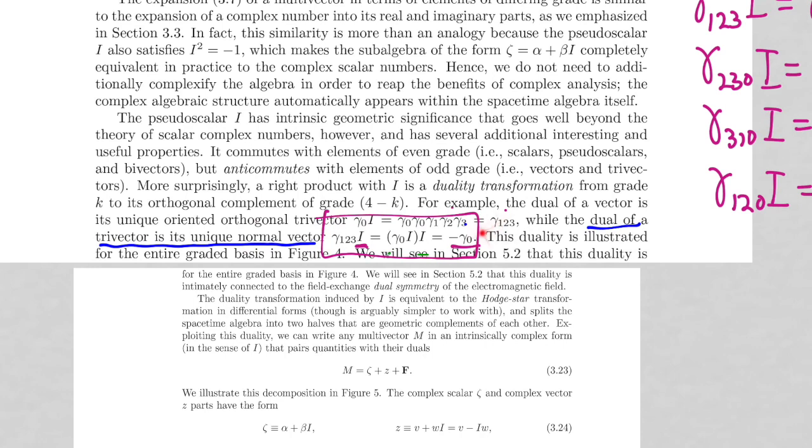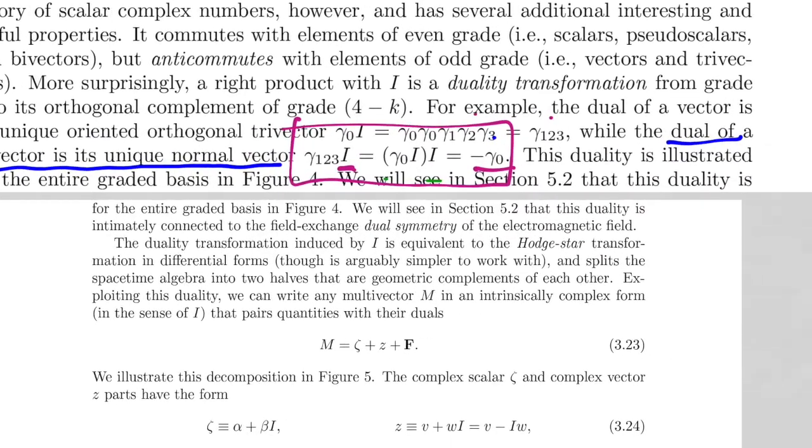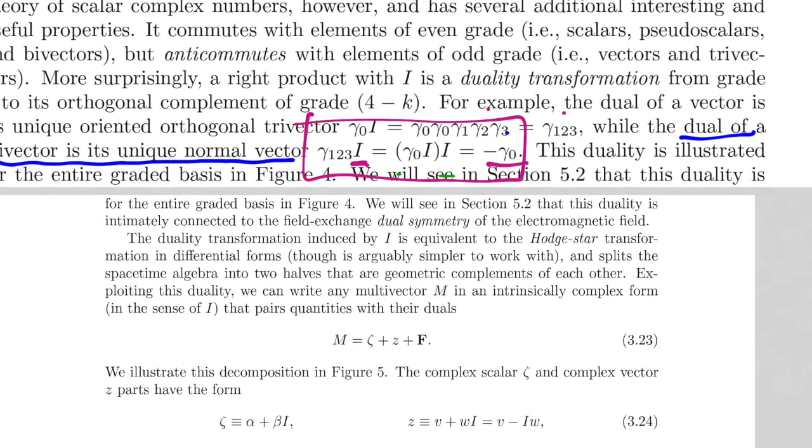Okay, so let's read on. This duality is illustrated for the entire graded basis in Figure 4. I spent a lot of time talking about that. We will see in Section 5.2 that this duality is intimately connected with field exchange dual symmetry of the electromagnetic field. So 5.2 seems awfully far away at the rate we're going, but we'll get there. So this duality transformation induced by I is equivalent to the Hodge star transformation in differential forms, though it is arguably simpler to work with.